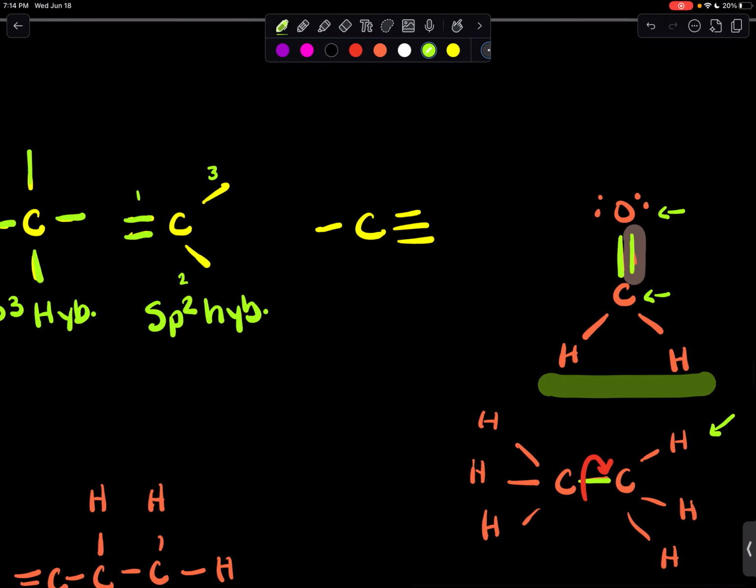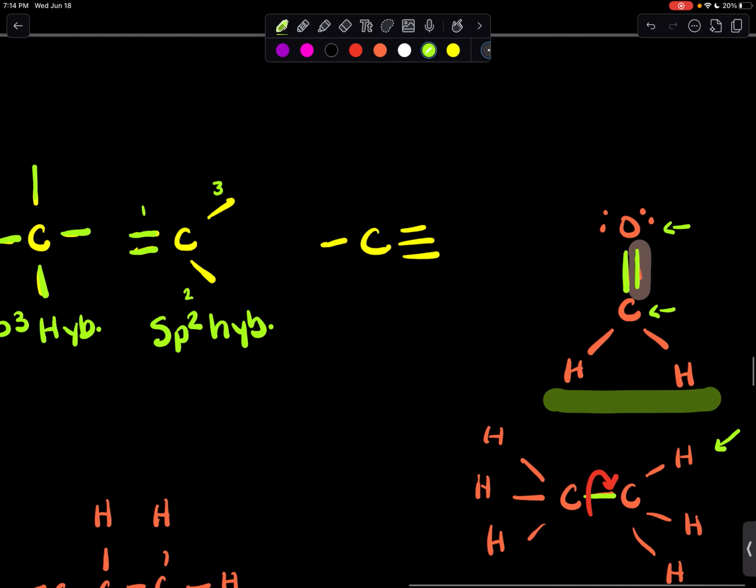Alright, so finally a carbon atom with 2 sigma bonds and 2 pi bonds will be sp hybridization, such as this case. This whole triple bond will count as 1, and this single bond will count as 2. You knock it down 1, that makes it sp hybridization.